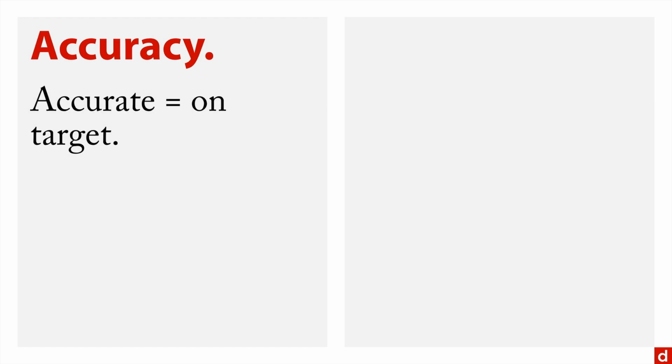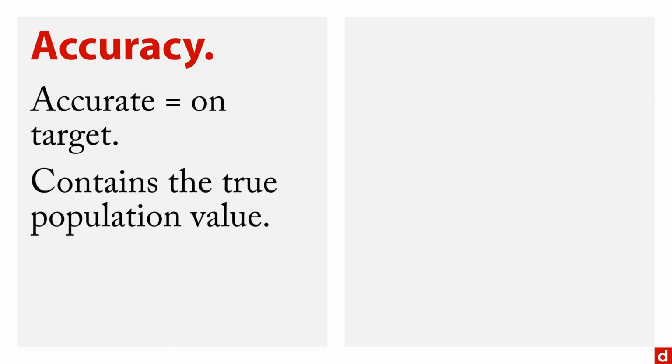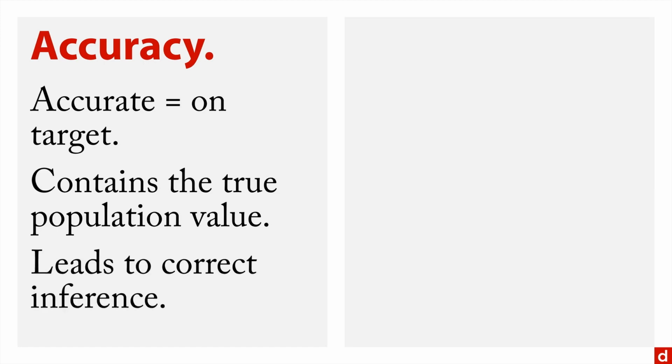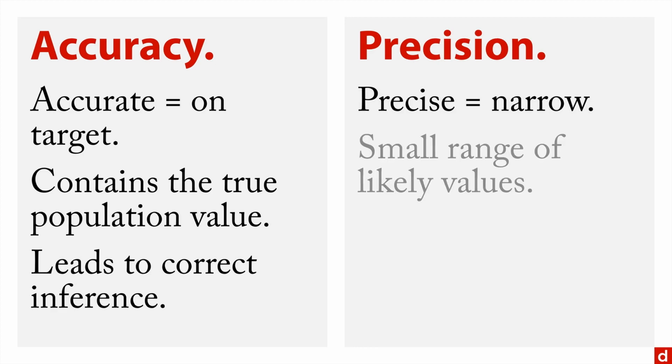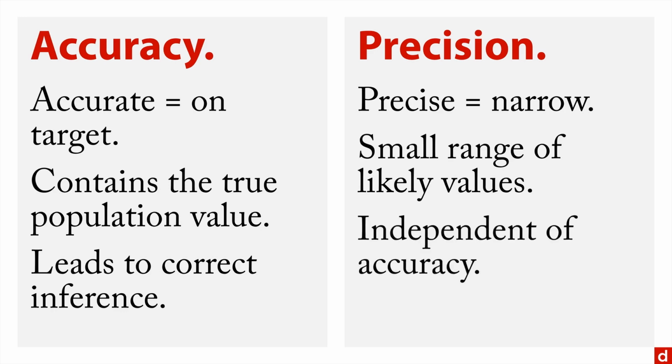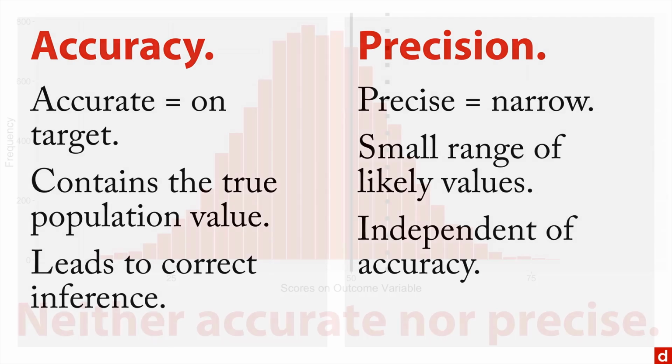Now, there's a fundamental trade-off in what's happening here. And it's the trade-off between accuracy, which means you're on target, or more specifically, that your interval contains the true population value. And the idea is that leads you to the correct inference. There's a trade-off between accuracy and what's called precision in this context. And precision means a narrow interval, and it's a small range of likely values. And what's important to emphasize is this is independent of accuracy. You can have one without the other, or neither or both. In fact, let me show you how this works.